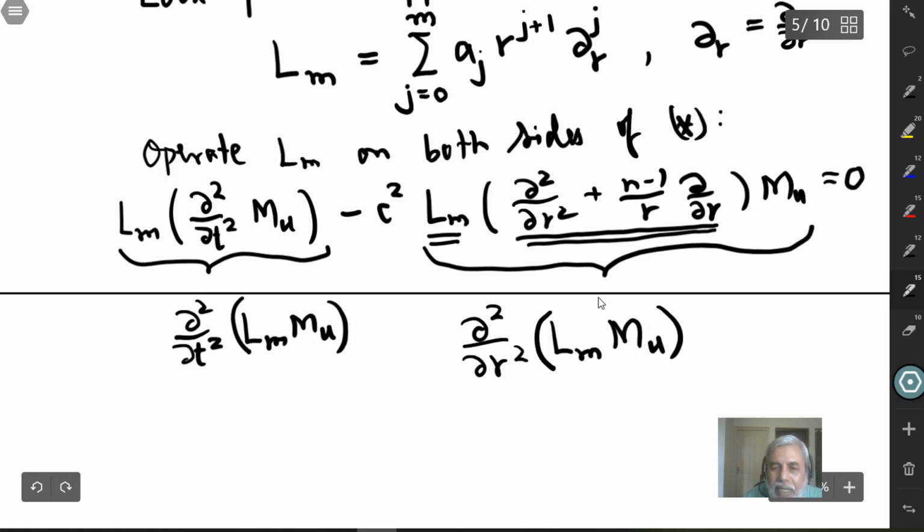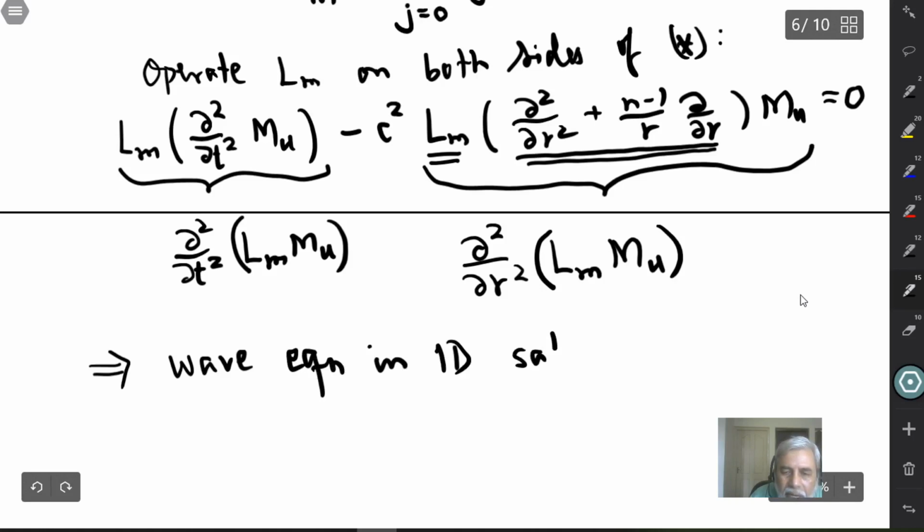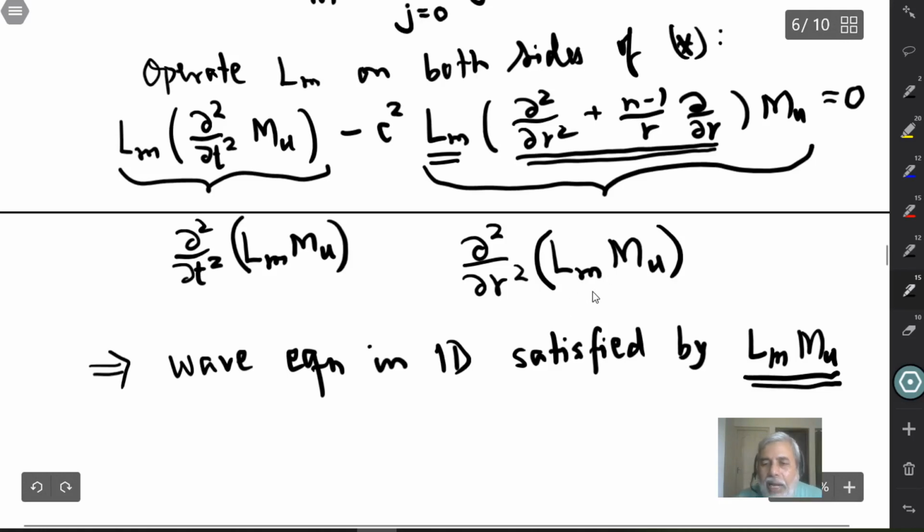If we succeed in doing that, then when I operate L_m on this operator, I should get del square by del r square of L_m u, and then we get the wave equation in 1D satisfied by L_m mu. The first task is to find this L_m, and then we also have to get back our original function u from all these operations. That process of getting back u should also be simpler, and we'll discuss these things in detail in the next class. Thank you.